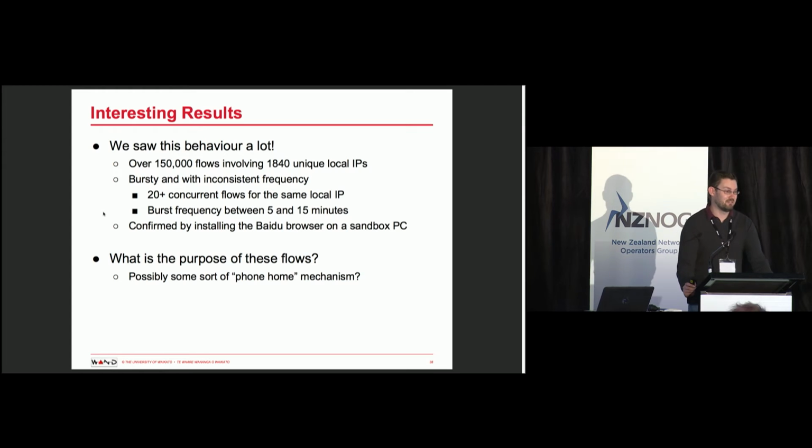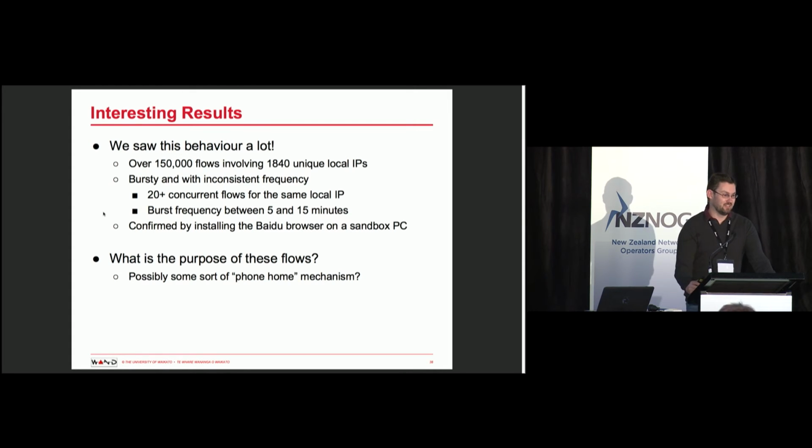There were about 150,000 of these flows and 1,800 different unique local IPs on campus that we observed this behavior on. It was bursty, but there wasn't really a consistent frequency, so clients would just burst out about 20 or so of these flows to the Baidu servers, and then 5 minutes later it would do it again, and then 15 minutes later it would do it again, and then 5 minutes later it would do it again. Right? And we confirmed this.